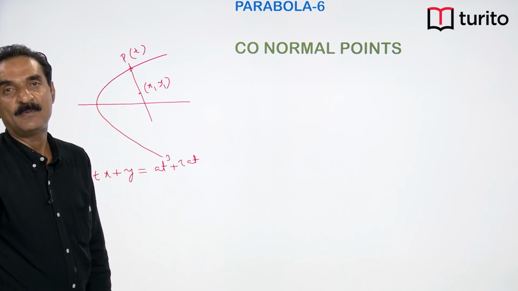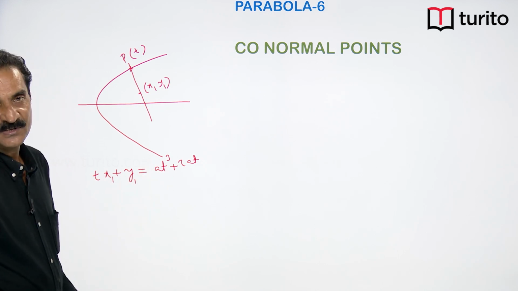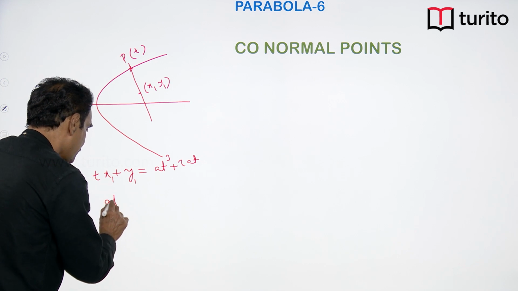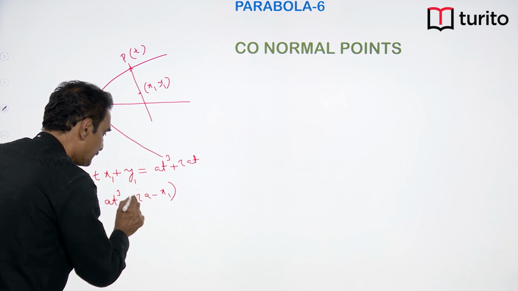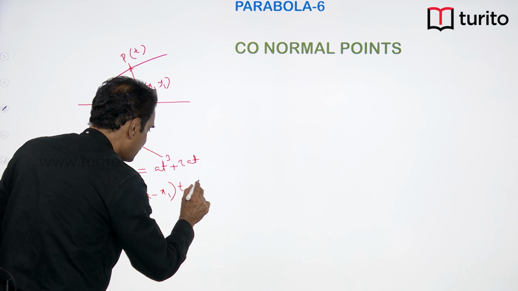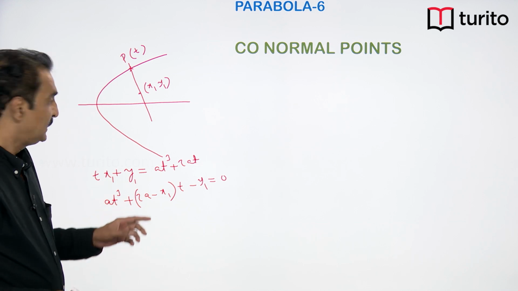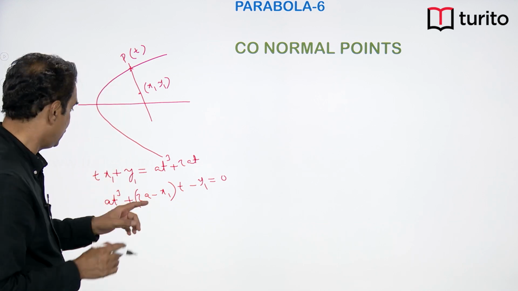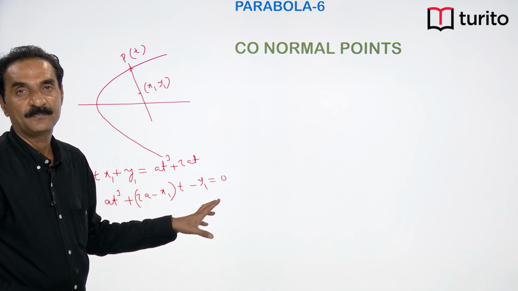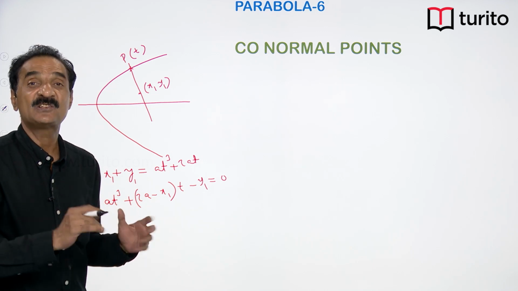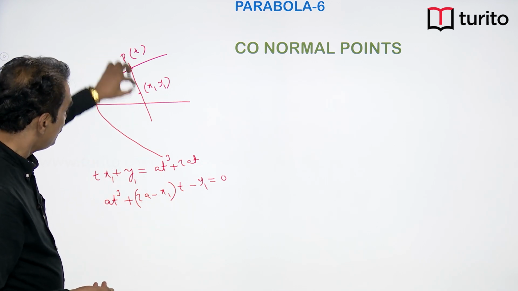If it passes through x1 comma y1, substitute x1 comma y1, you will get the equation like this. You can write it as at cube plus (2a minus x1) into t minus y1 is equal to 0. Here x1, y1 is a fixed point, a is constant. Then this is a cubic equation in t. A cubic equation can have maximum 3 distinct real roots. Definitely, this t will be a root of this equation.